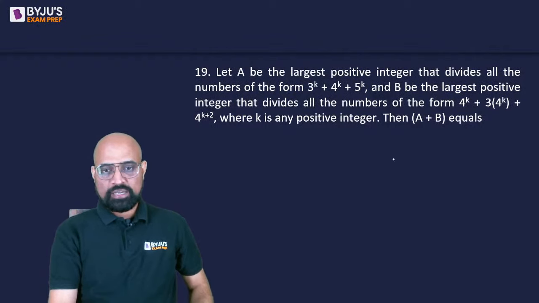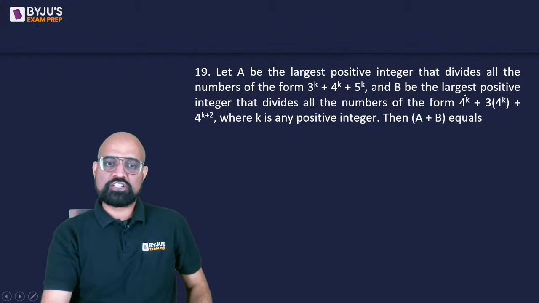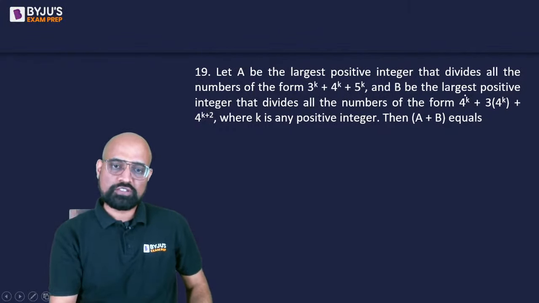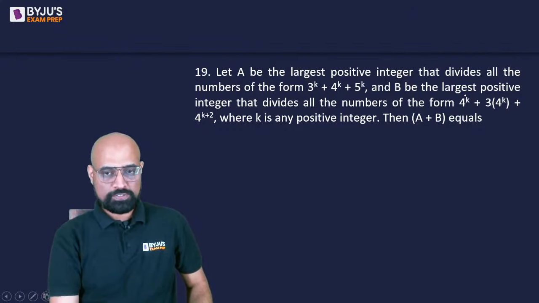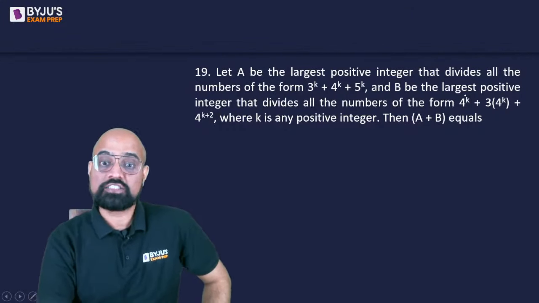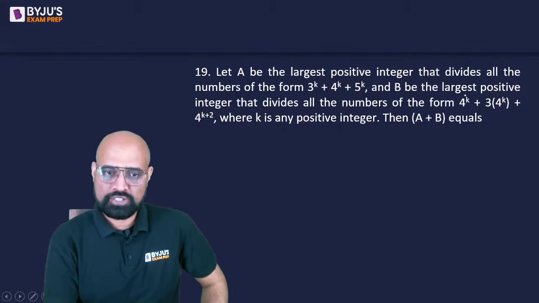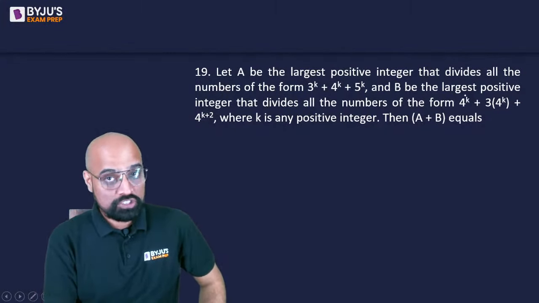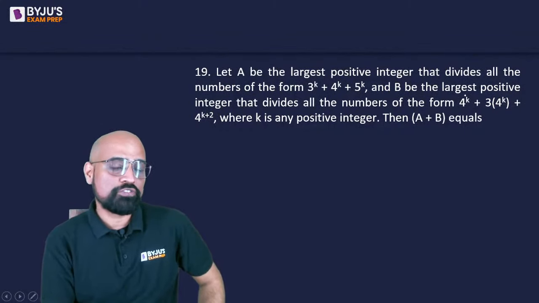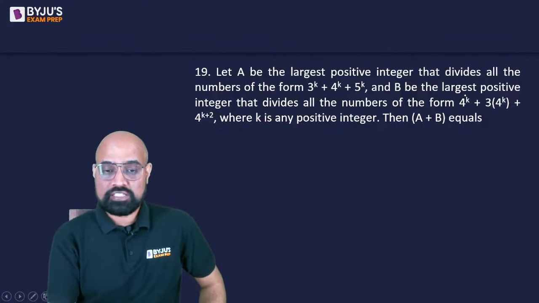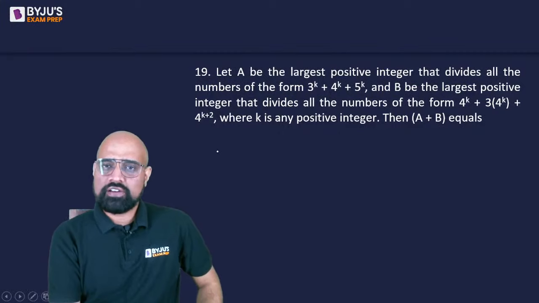19th, let a be the largest positive integer that divides all the numbers of the form 3 to the power k plus 4 to the power k plus 5 to the power k, and b be the largest positive integer that divides all the numbers of the form, whatever the expression is, where k is any positive integer. You can't take 0, you can't take fractions. Then a plus b is equal to. So what do we do here?